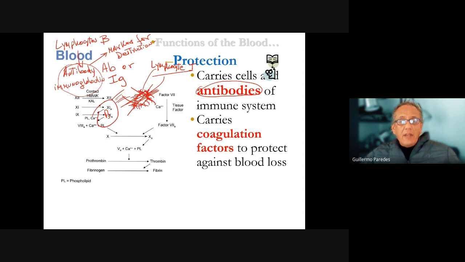The other thing that I want you to remember is the coagulation factors. Coagulation factors are running in the bloodstream. The coagulation factors are proteins. Don't forget that.